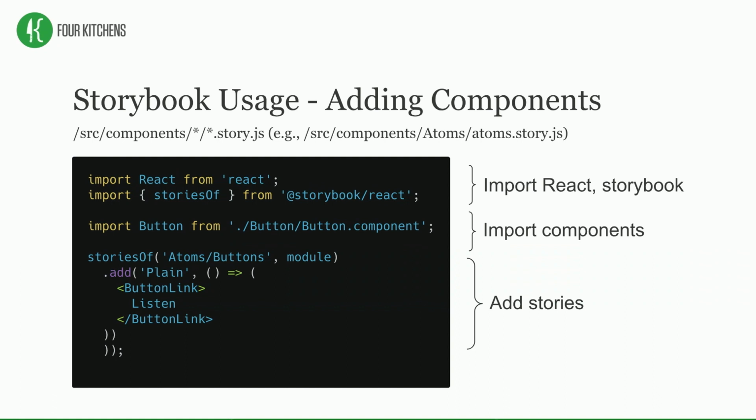And you'll notice that it has a directory structure, so stories of, so we're saying Atom/buttons. That's telling it where it's going to go in Storybook, what the actual clickable thing that you're going to read on the front end is going to say. And then also it's adding one plain link.